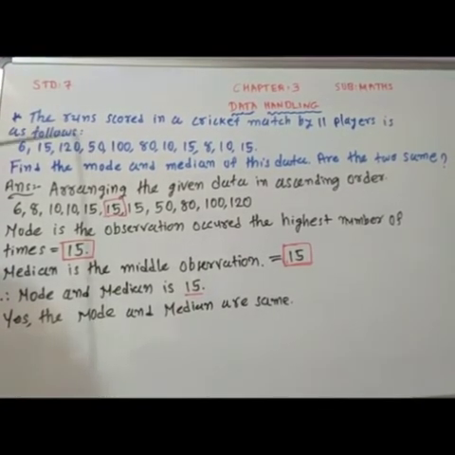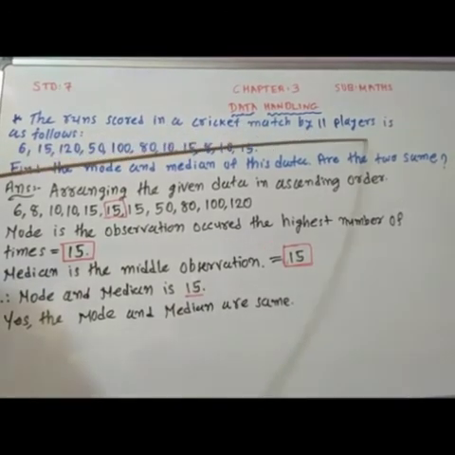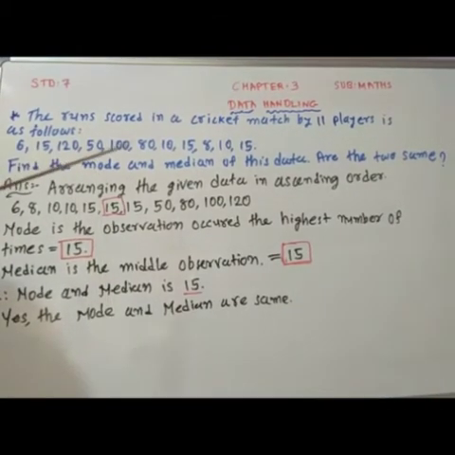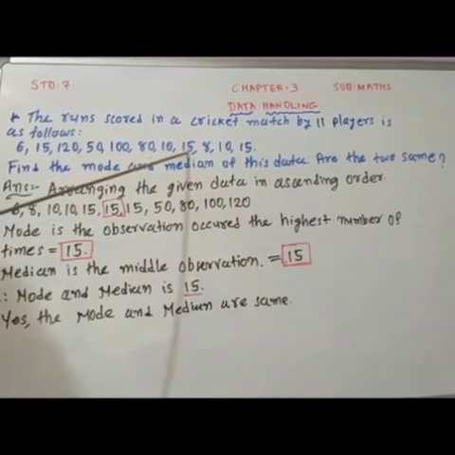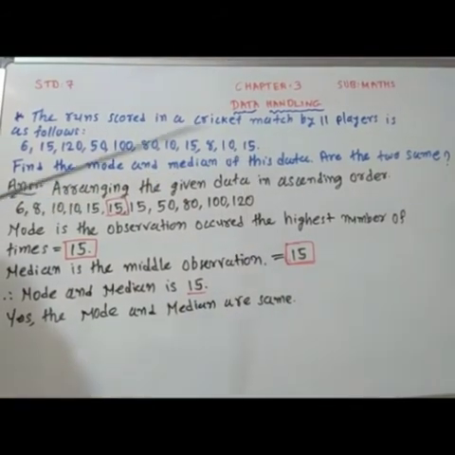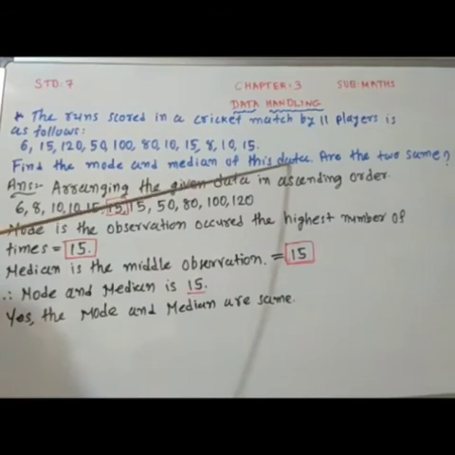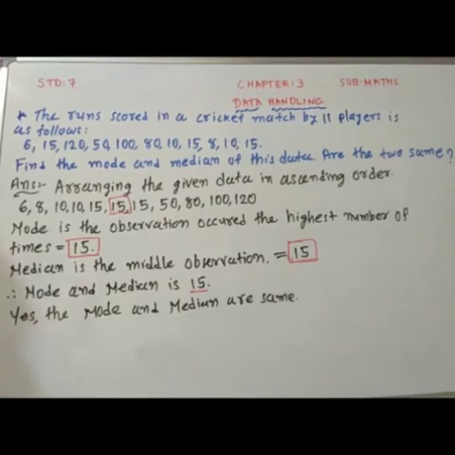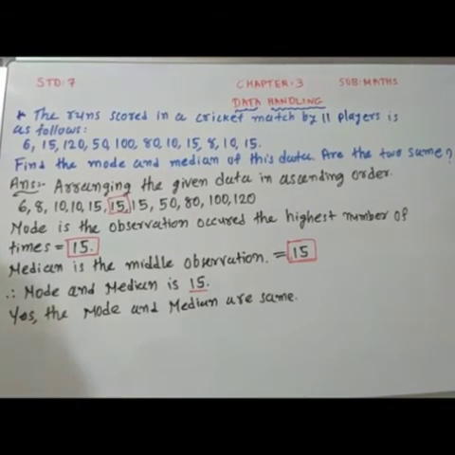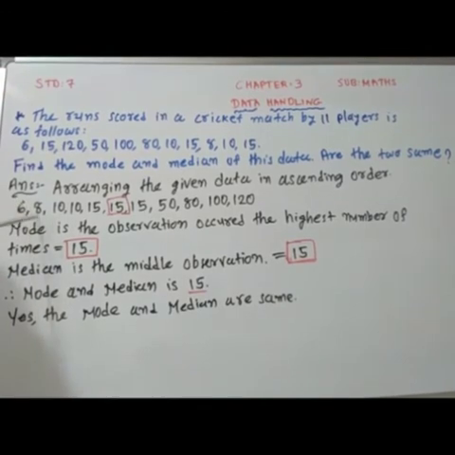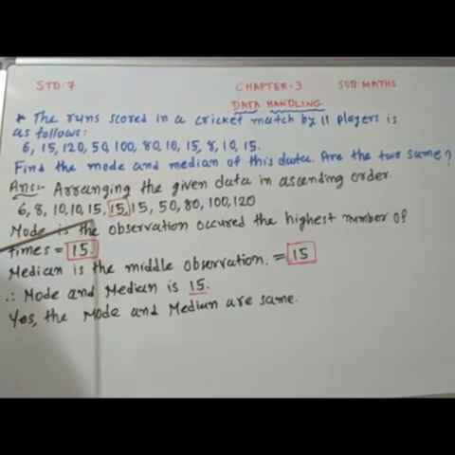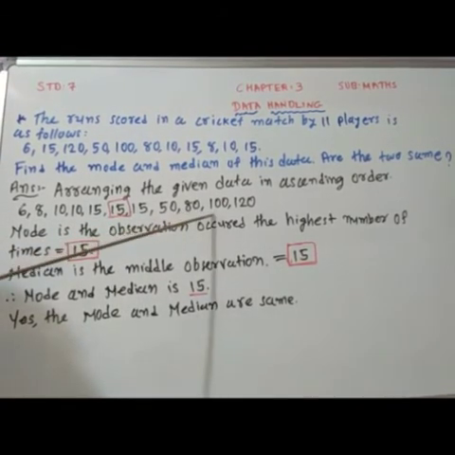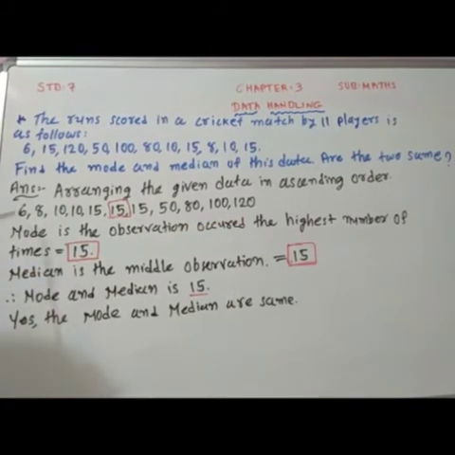Let's take one example. The runs scored in a cricket match by 11 players are as follows: 6, 15, 120, 50, 100, 80, 10, 15, 8, 10 and 15. Find the mode and median of this data. Are the two the same? To find the mode and median, first we have to arrange the data in ascending order. So the ascending order of the given data is 6, 8, 10, 10, 15, 15, again 15, 50, 80, 100 and 120. That is the ascending order of the given data.